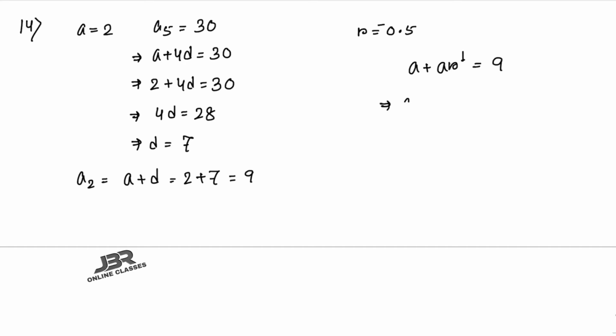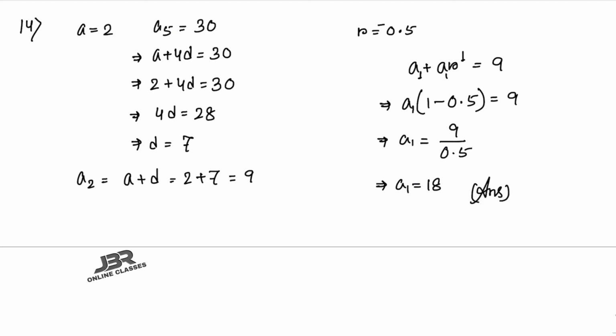So here a common, 1 plus r. r means minus 0.5. So you can write down 1 minus 0.5, that is 9. So a equals 9 by 0.5. Okay, and that equals 18. So a equals 18, and that a is the first term of the GP series, or you can also write this one as a1. Okay, so that is your answer.